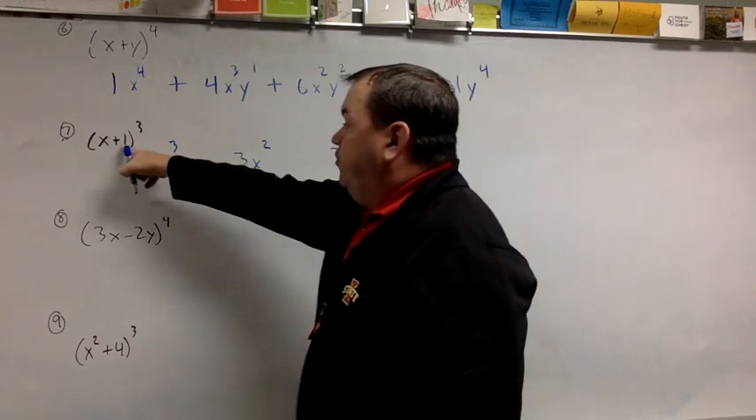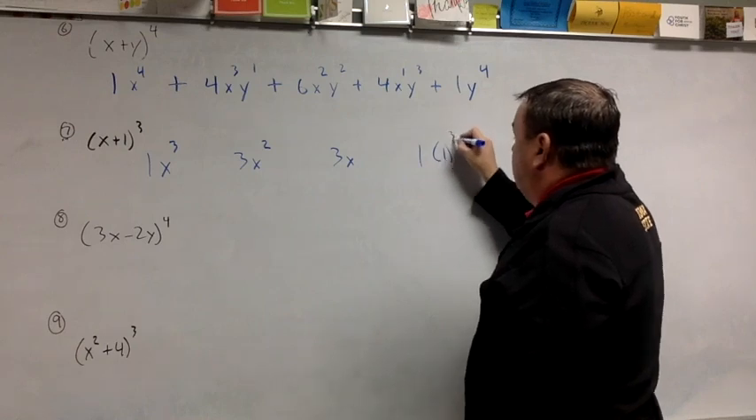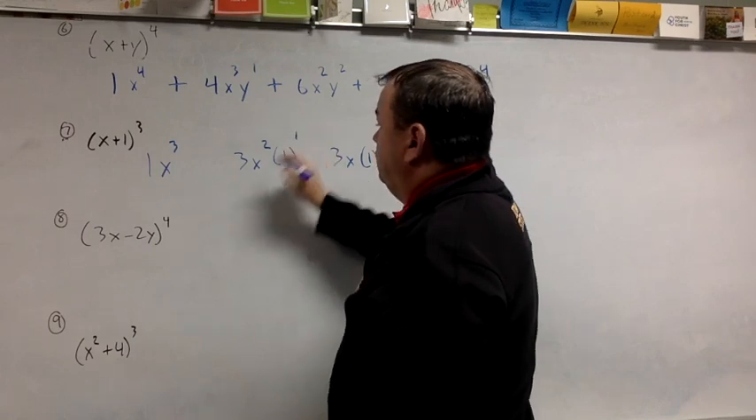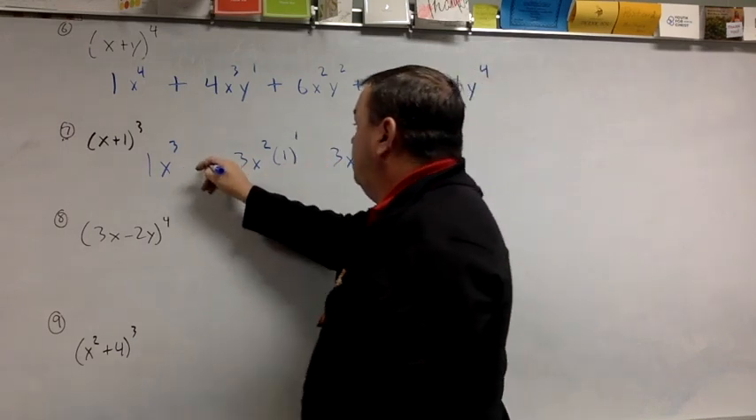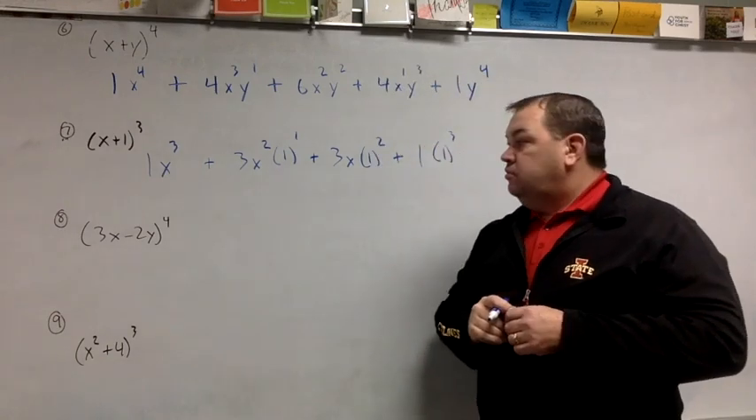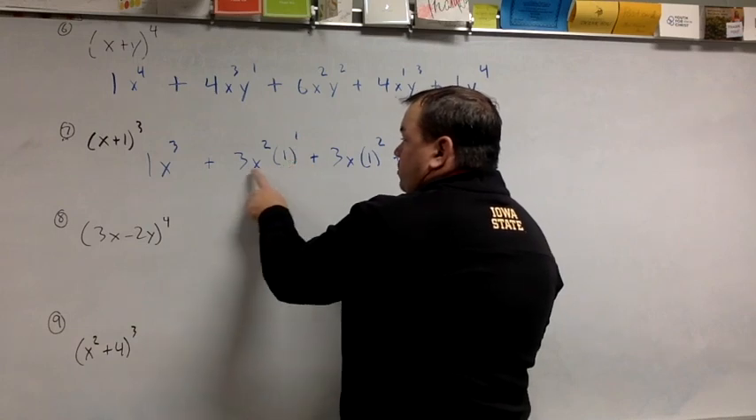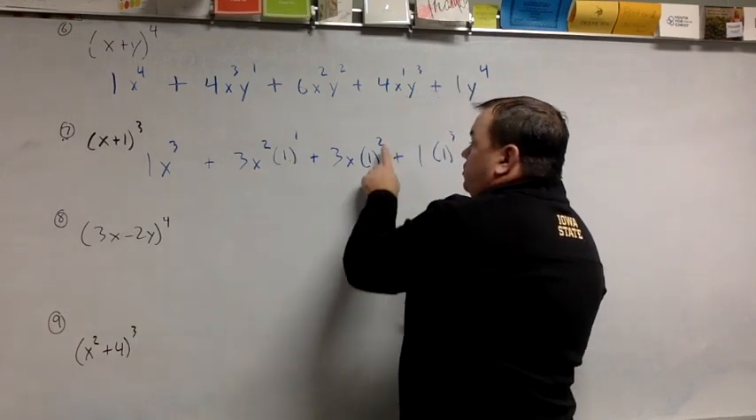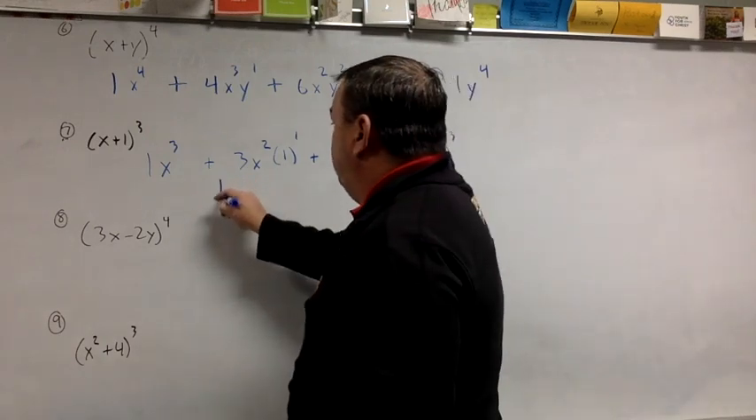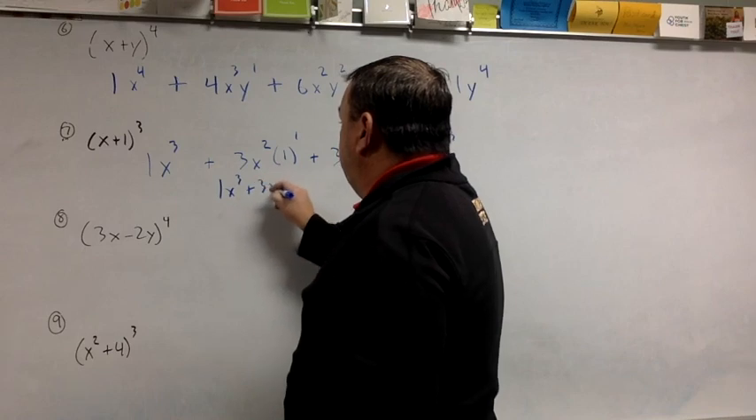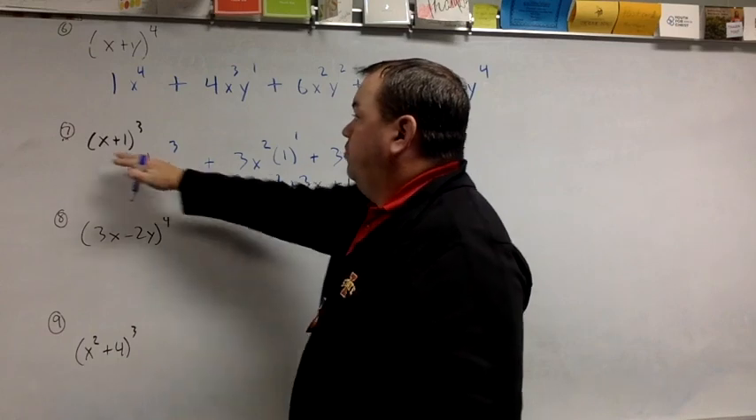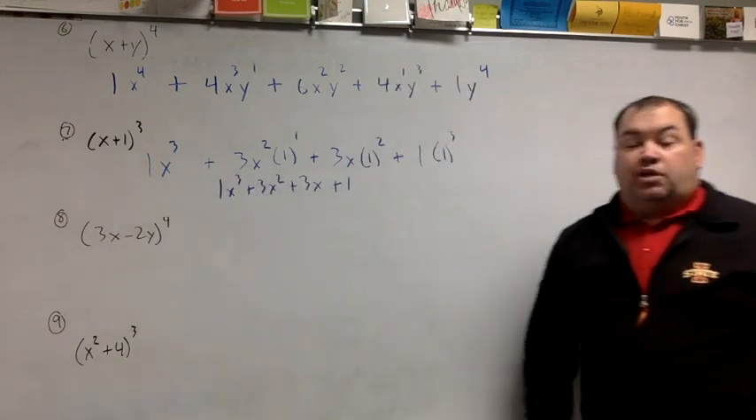I don't have a variable for my second term, so I've got 1 cubed, 1 squared, 1 to the first, and then this doesn't have any. So I expanded it the same way. I should go back and do the numbers. I can do 1 to the first, multiply it by 3. I can do 1 squared and multiply it by 3. I should always do the numbers if I can. So in its final form, I get 1x cubed, 3x squared, 3x plus 1. There's the full binomial expansion of x plus 1 cubed.